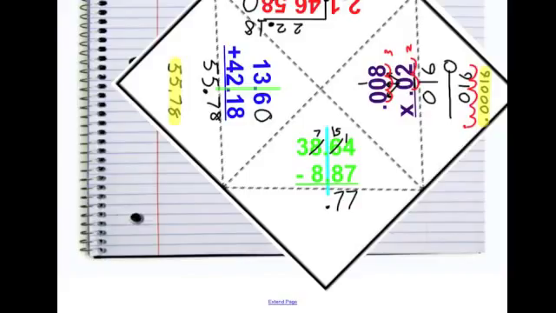Bring down my decimal point. 7 minus 8 is impossible, I borrow from my 3. 17 minus 8 is 9. 2 minus 0 is 2. So my final answer is 29 and 77 hundredths.